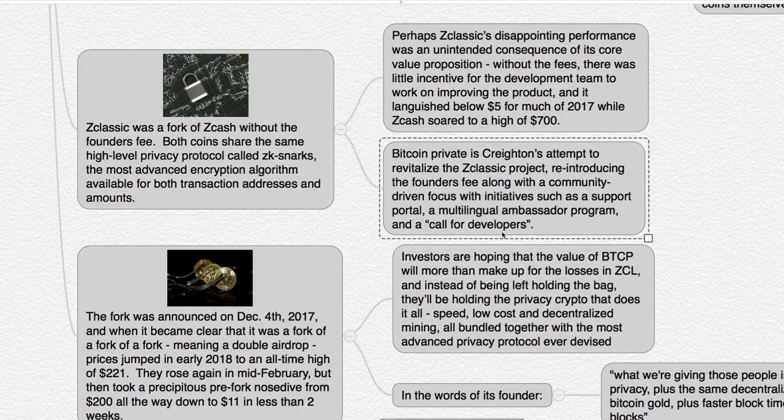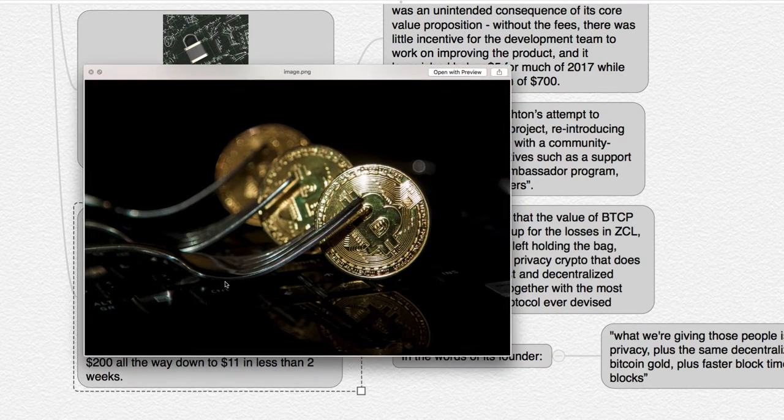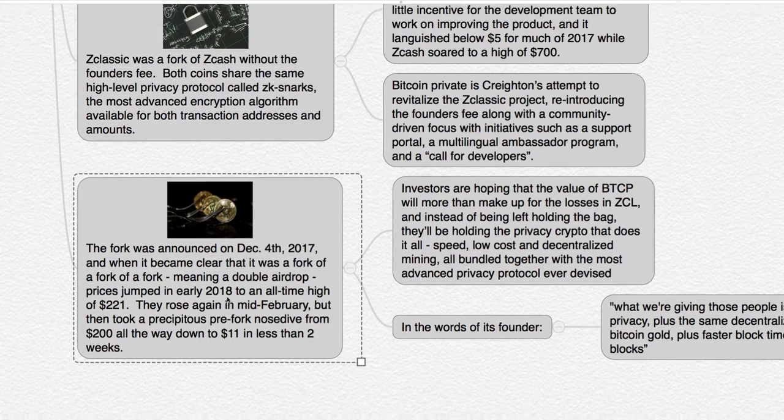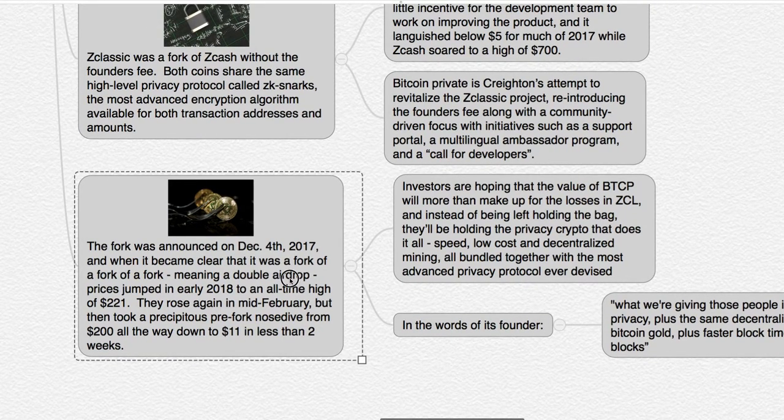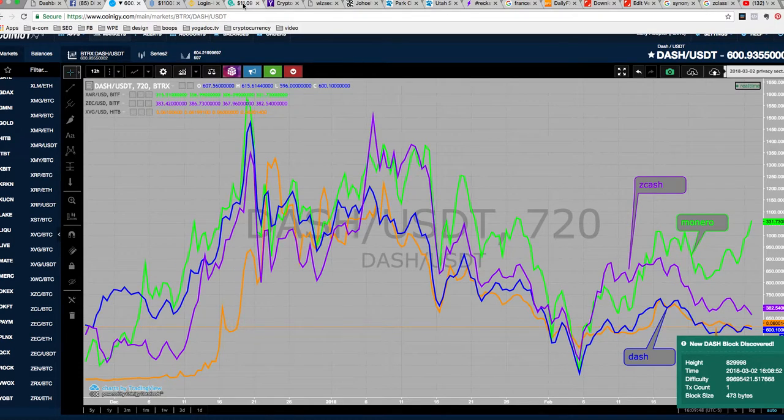So Bitcoin Private is Creighton's attempt to revitalize the Zclassic project, and like I said, it's a fork of a fork of a fork. So that means there's a double airdrop. When the fork was announced in December, and once it became clear there was going to be a double airdrop, prices jumped in early 2018 to an all-time high of 221. Then in mid-February they rose again, but had a precipitous pre-fork nosedive from $200 all the way down to $11 in less than 2 weeks.